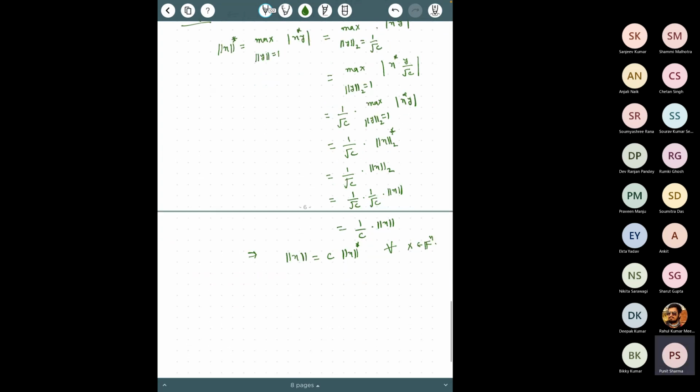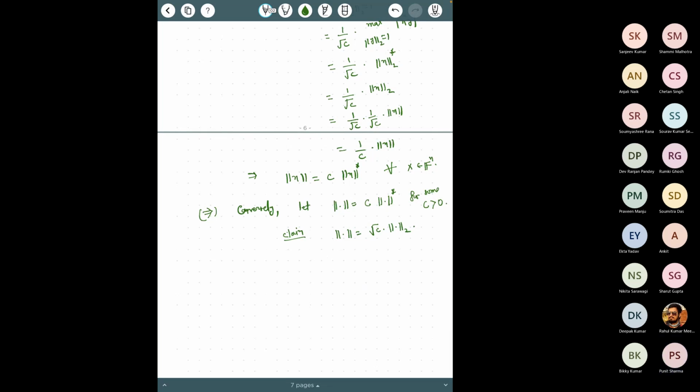Now let us prove the if direction. So conversely, assume that the norm is equal to C times the dual norm. Suppose that this is given for some constant C greater than 0. Okay, now what is our claim to show? Our claim is to show that this norm is actually root C times the 2 norm. This is our claim. Okay, we will show this.